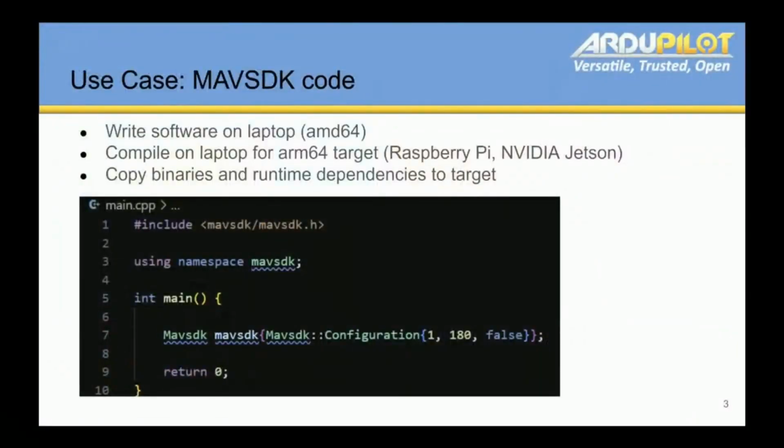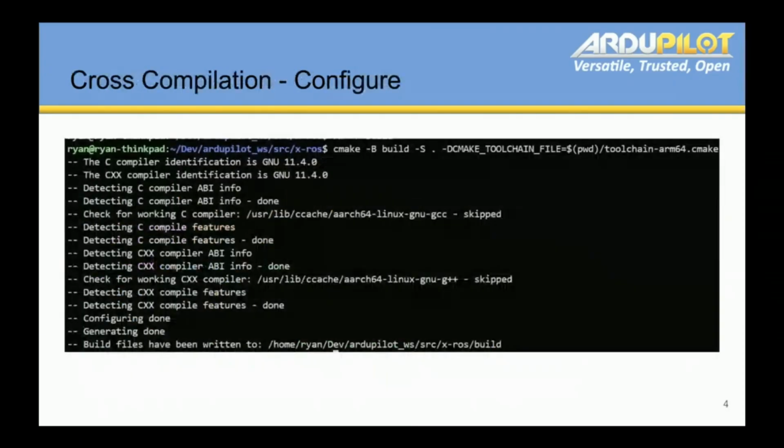So basically how this works is you write software on your laptop just like you do with ArduPilot. You compile it on your laptop, but you target ARM64, and this will work for Raspberry Pi or NVIDIA Jetson. And then you can copy the binaries and runtime dependencies to the target hardware. So here's just a little hello world. I did MAVSDK as an example, which is a C++ API.